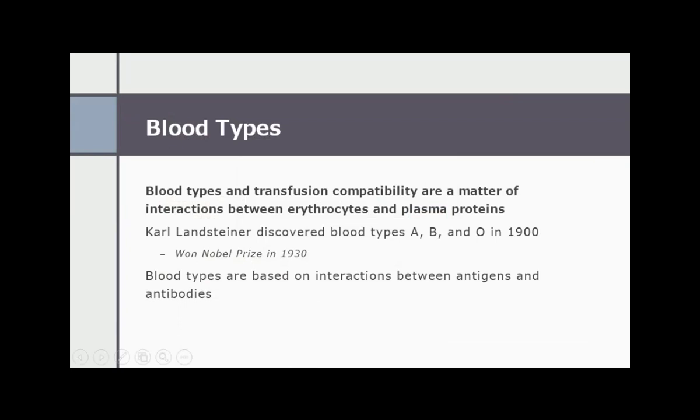Okay. So I'll go into a little history. Karl Landsteiner in 1931 won the Nobel Prize in Science because he was able to differentiate these types.